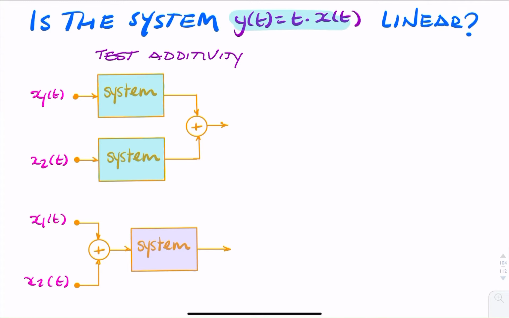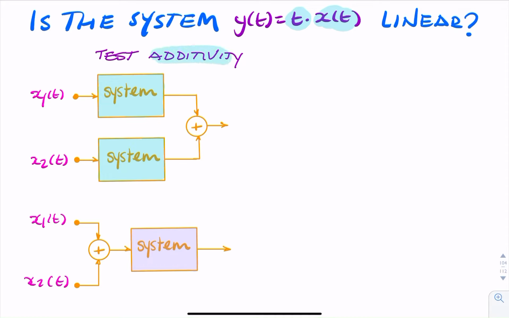This system, y of t equals t times x of t. We want to test if it's linear. So what does this system do? It takes some input x and multiplies it by the time. Let's test if that's linear.